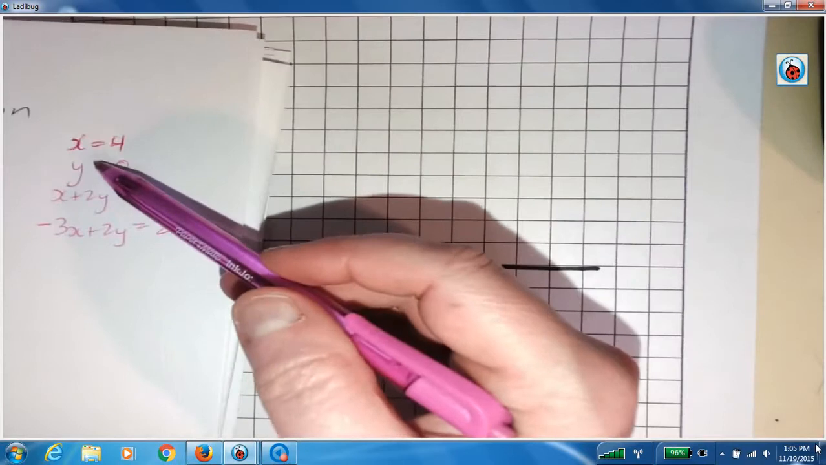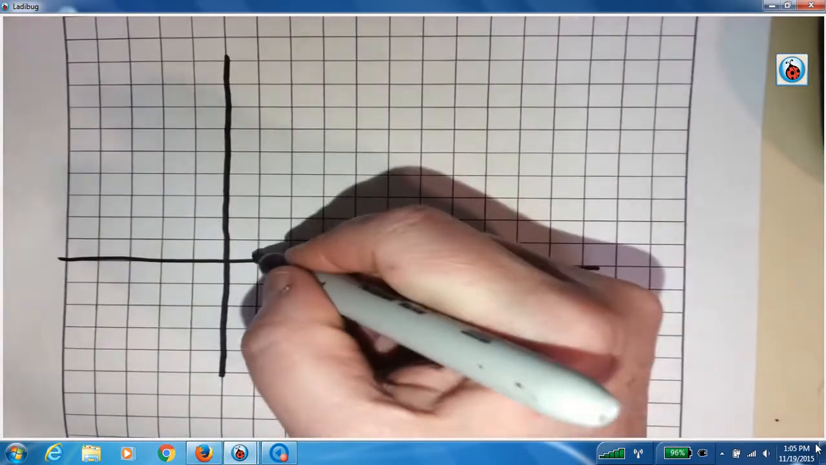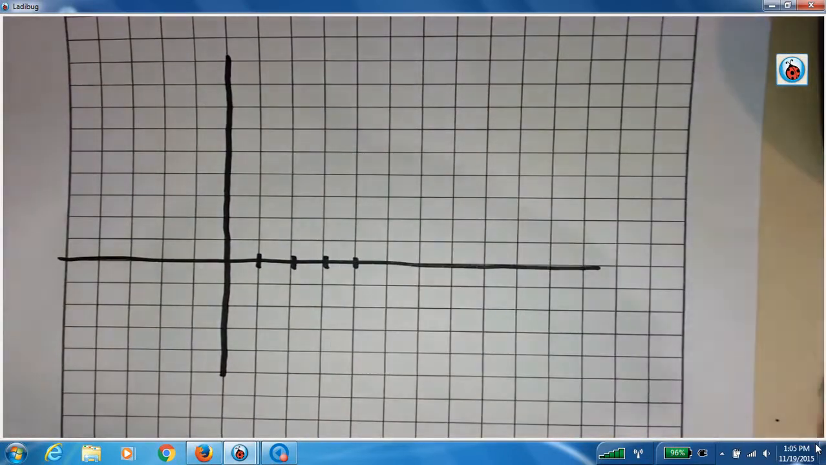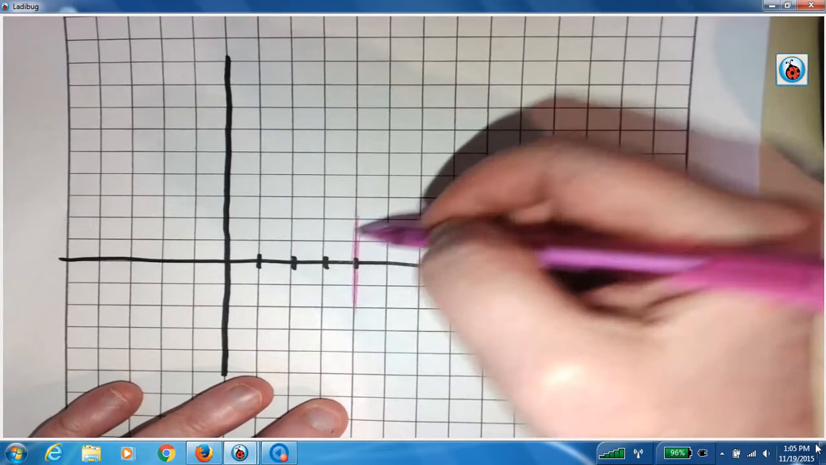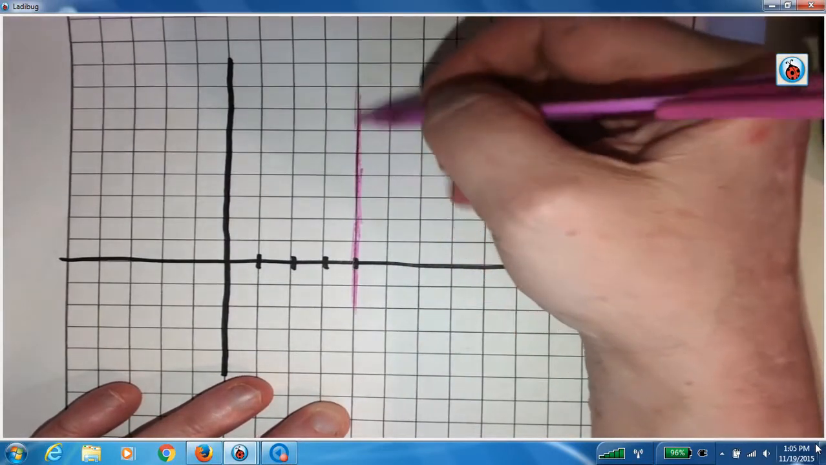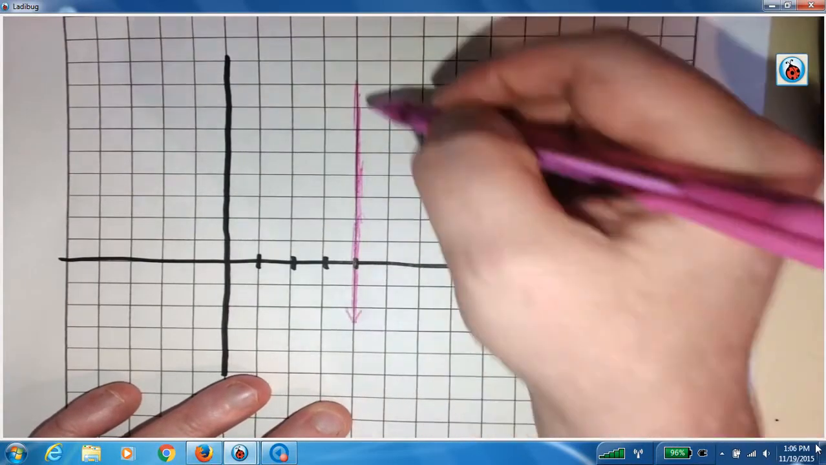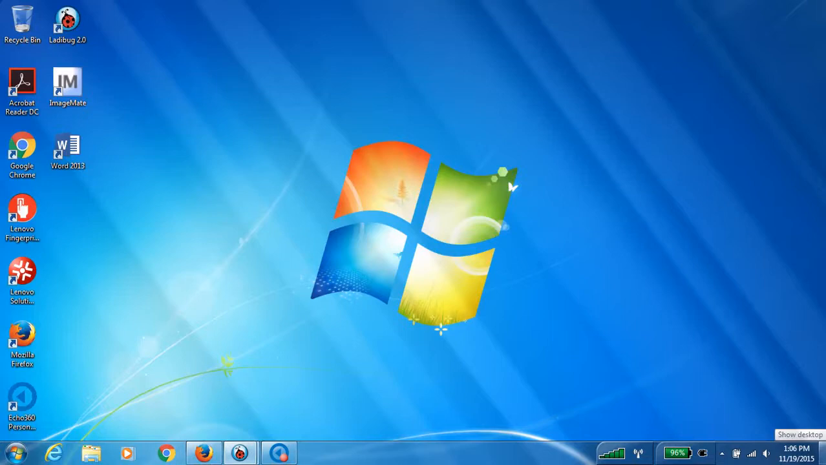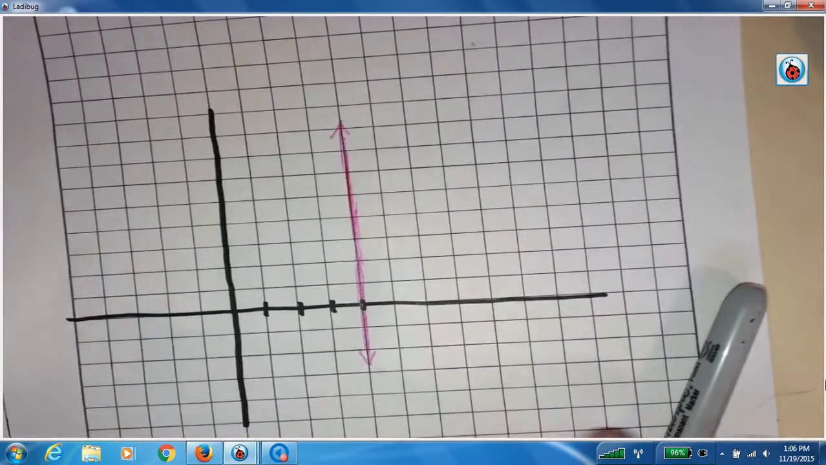So I'm looking for the line x equals 4. So that's a vertical line that goes through 4 on the x-axis. Okay, so I'm going to draw that. Then the line y equals 0 is just the x-axis itself.